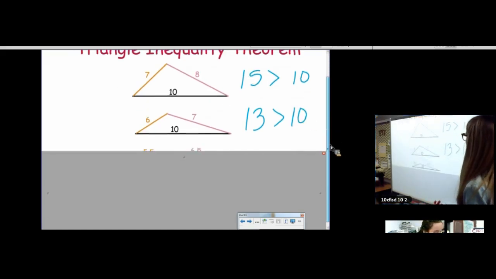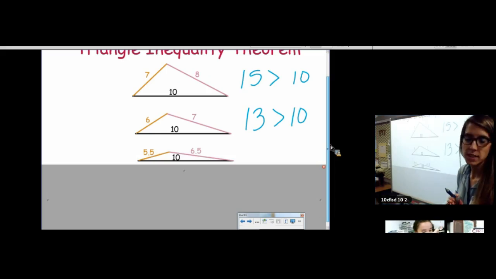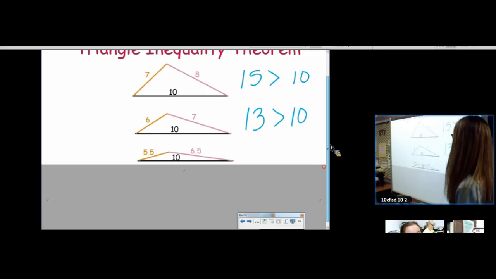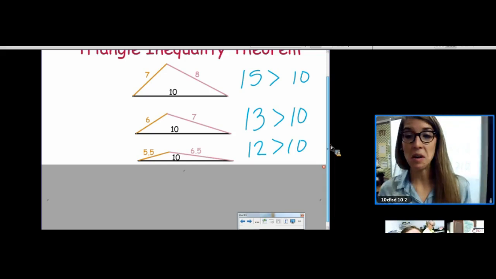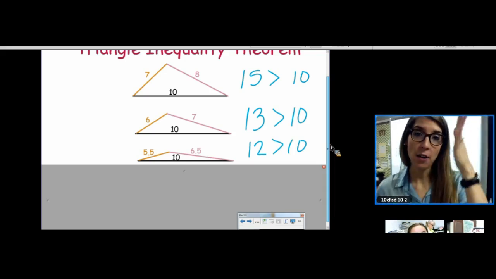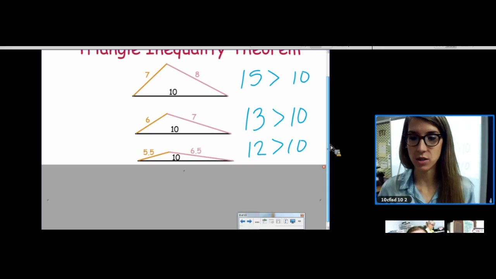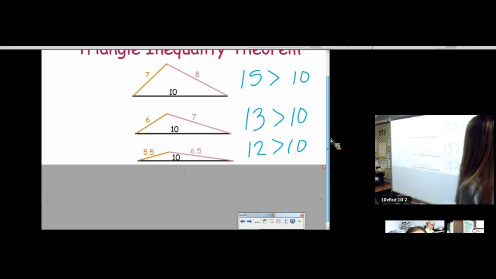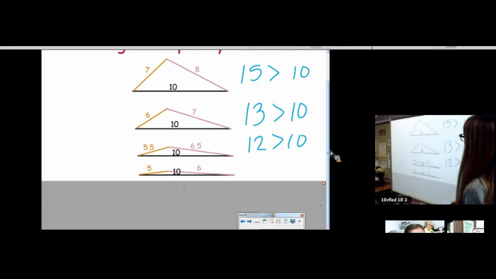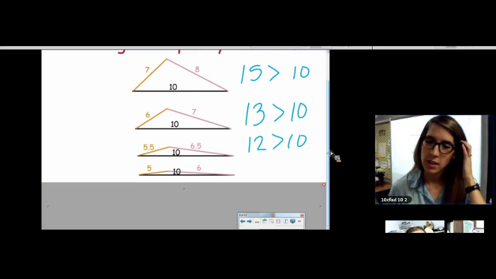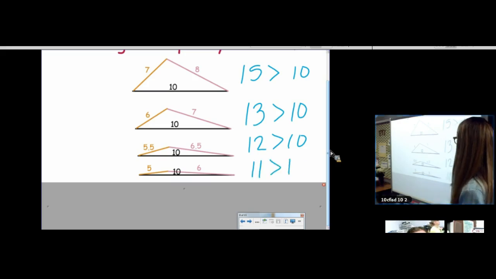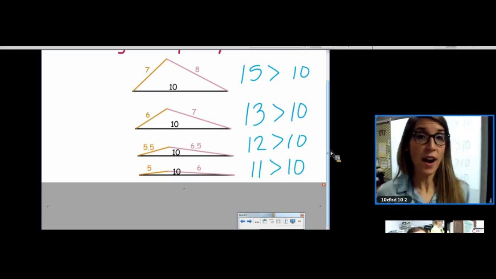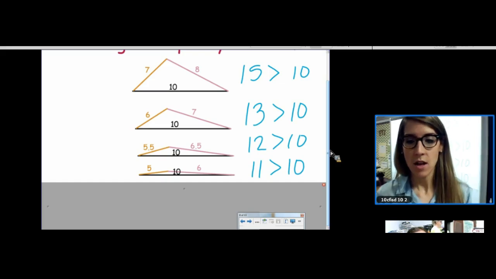Okay? Next. The sum is 12, which is still greater than 10. Although this is still a triangle, it's becoming more and more obtuse. The altitude is shorter and shorter. It's a short, squatty little triangle. Oh man, we're really getting small. The sum of the sides is 11, which is still greater than 10. And that's still a triangle, right? Albeit a very short triangle, but it's still a triangle.